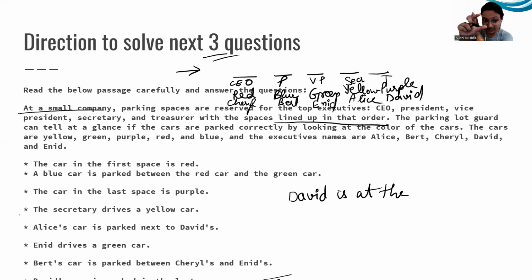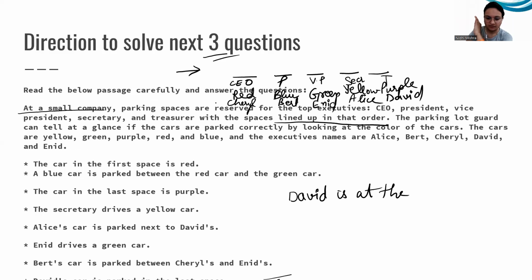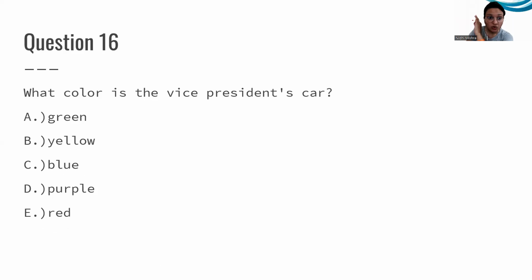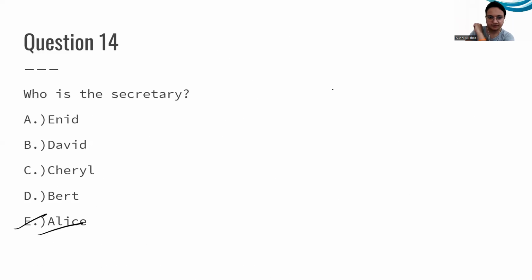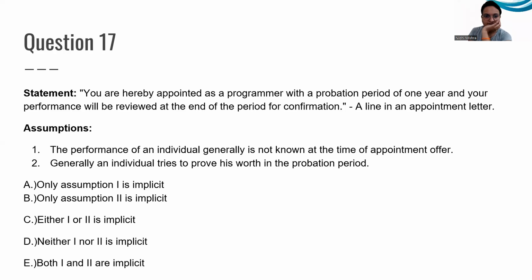Once you are able to understand, answering questions is very easy. Who is the CEO? Cheryl. Not this, not this, not this, not this. Elimination of options is very important. Which color is the vice president's car? The vice president is this much, green color. Not yellow, not this. Okay, very important. Once you are able to understand, these things are easy. Correct? Yes. Now, let's see this question.